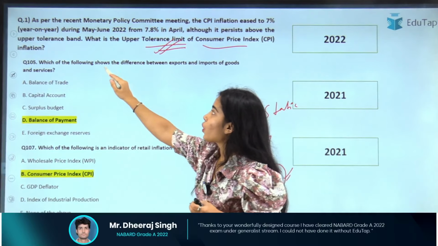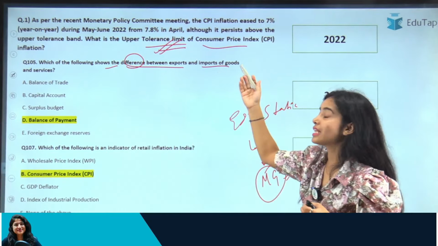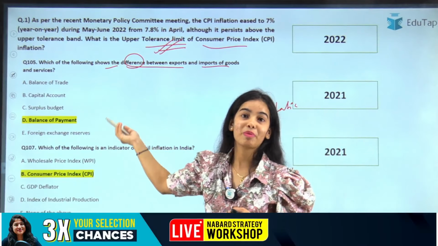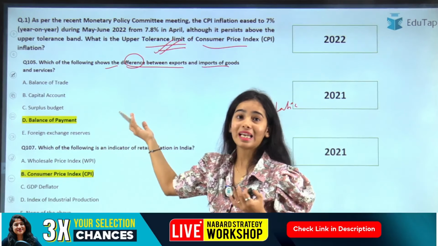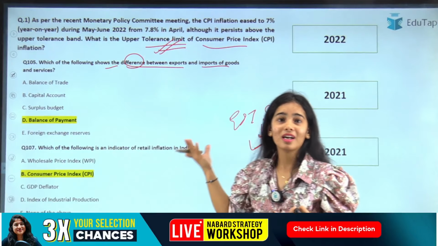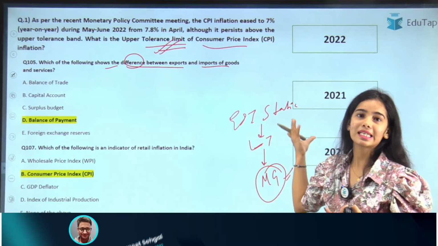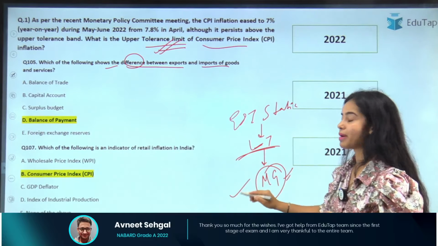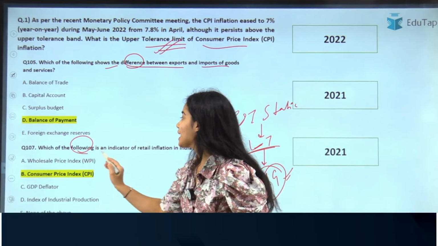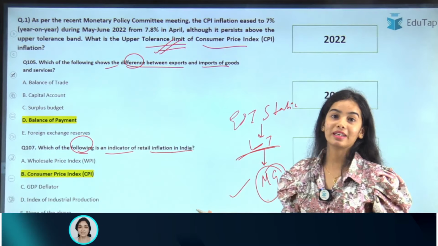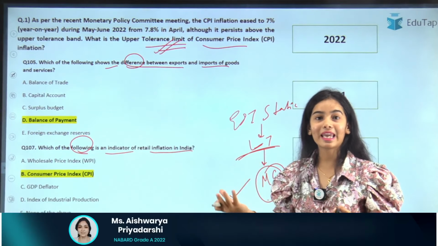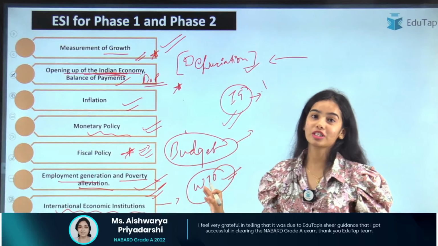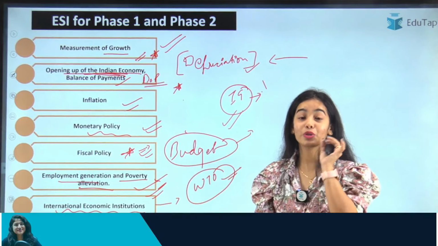Okay, which of the following shows the difference between exports and imports of goods and services? Balance of payments chapter, very easy, just direct definitions are coming. So it is very easy to cover the ESI static, the important chapters you have to focus on, and in the limited time the maximum gain. Which of the following is an indicator of retail inflation in India? Chapter inflation, again these are the 7 important chapters that you must be covering.